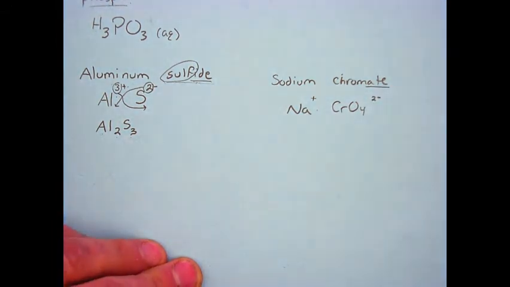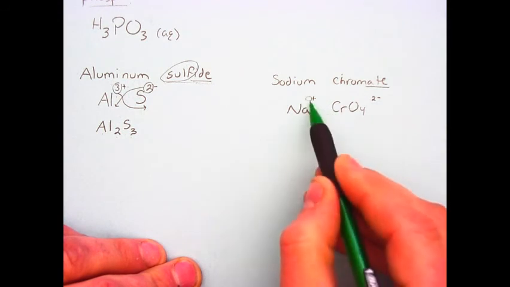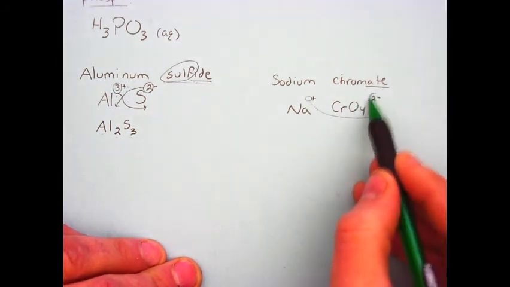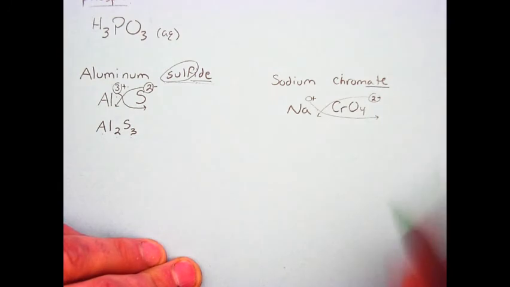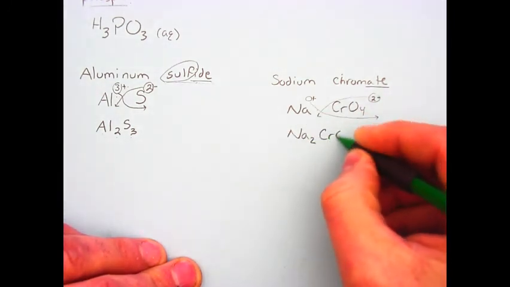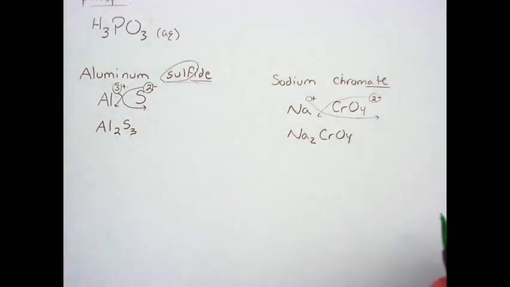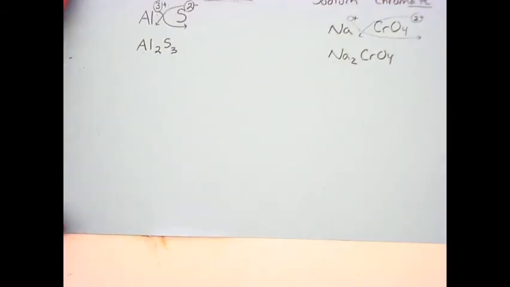It's a polyatomic anion. But again, we cross, drop, and reduce. The 1 crosses down to there, the 2 crosses down to there. So we end up with Na2CrO4. And since you only have one of the polyatomic anion, there are no parentheses, and the formula is simply that. Let's take a look at another one.